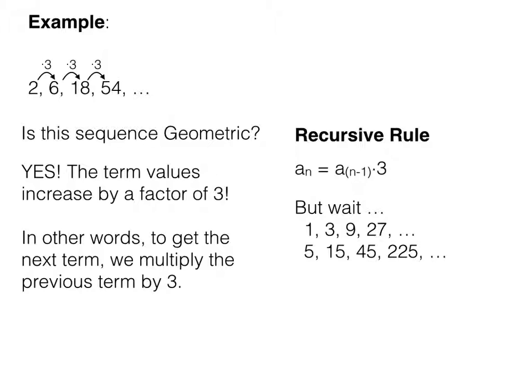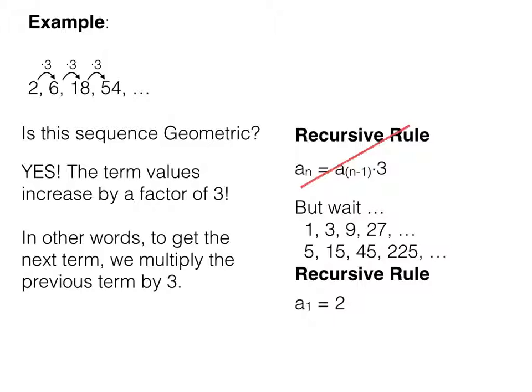There are an infinite number of sequences that could be described by a sub n equals a sub n minus 1 times 3. So that can't be our recursive rule. But I thought we were multiplying our previous term by 3. In fact, we are. But we need to always say where we are starting. Some of you forgot this with the arithmetic recursive rule. So let's try that again.